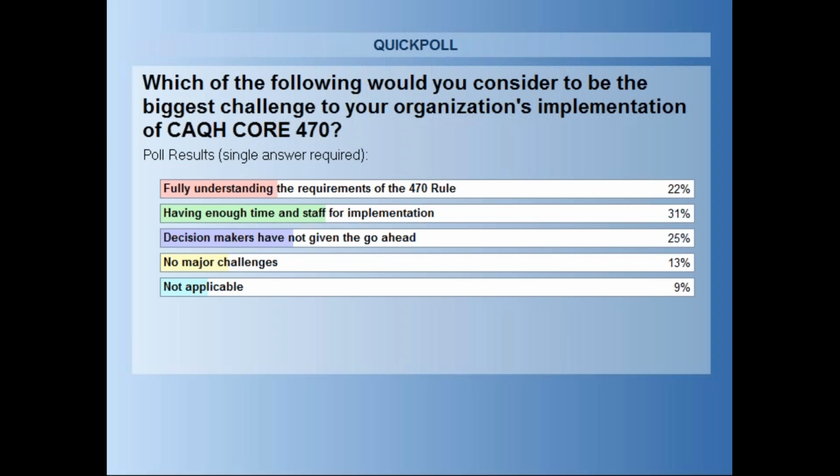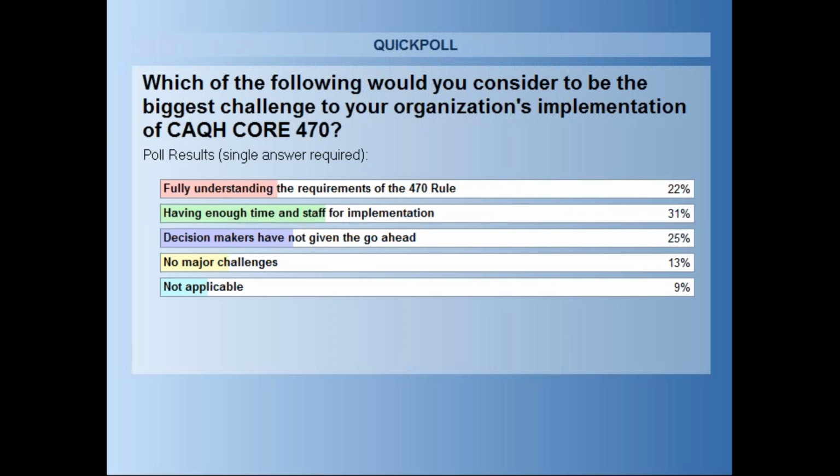Let's take a look at what people said. 31% are indicating having enough time and staff for implementation. 25% say the decision makers have not given the go-ahead. 22% say fully understanding the requirements, and then 13% say no major challenges, and 9% say this question isn't applicable. So Bob, what wisdom can you provide us?